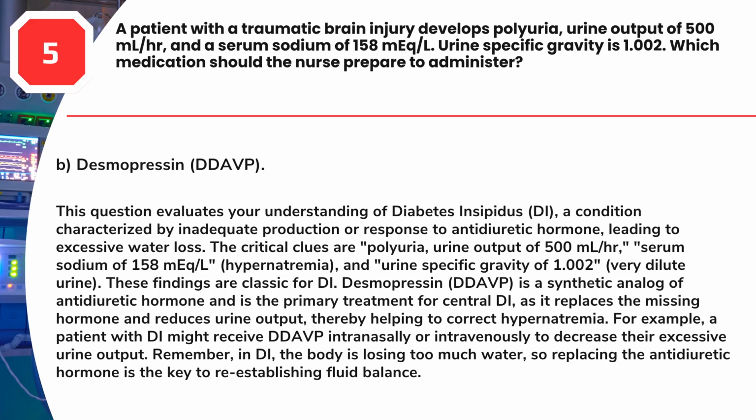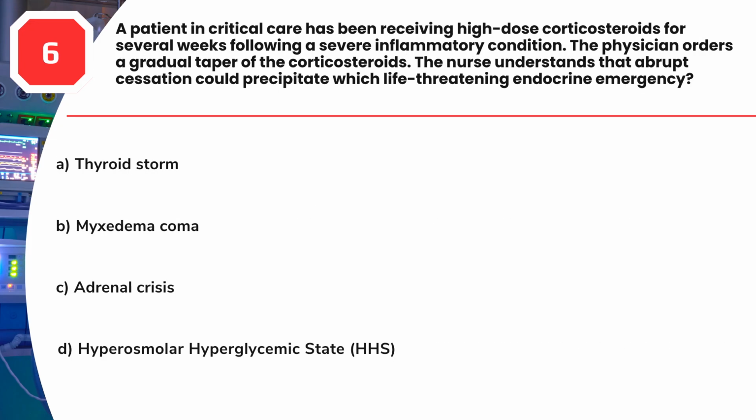Desmopressin, DAP, is a synthetic analog of antidiuretic hormone and is the primary treatment for central DI, as it replaces the missing hormone and reduces urine output, thereby helping to correct hypernatremia. For example, a patient with DI might receive DAP intranasally or intravenously to decrease their excessive urine output. Remember, in DI, the body is losing too much water, so replacing the antidiuretic hormone is the key to re-establishing fluid balance.